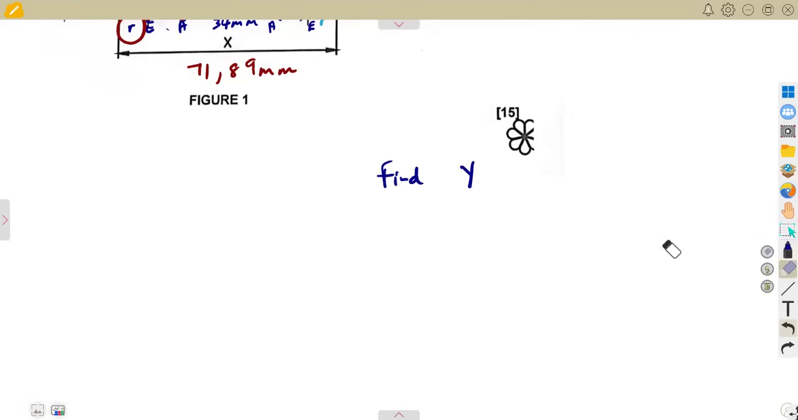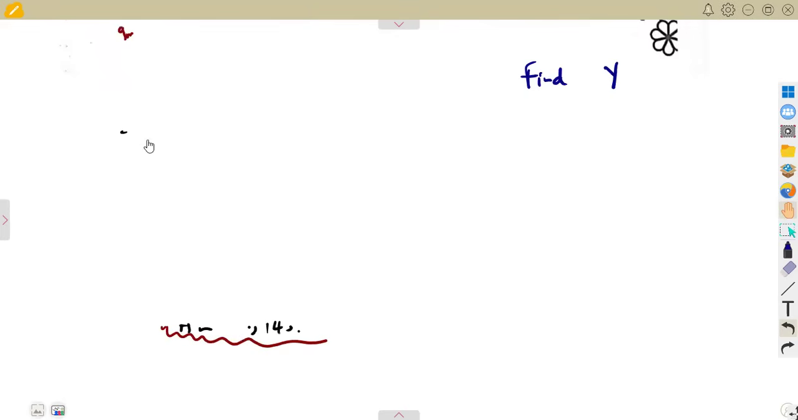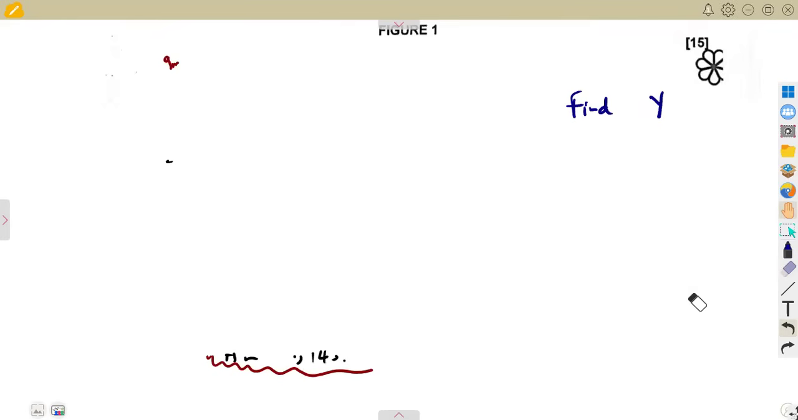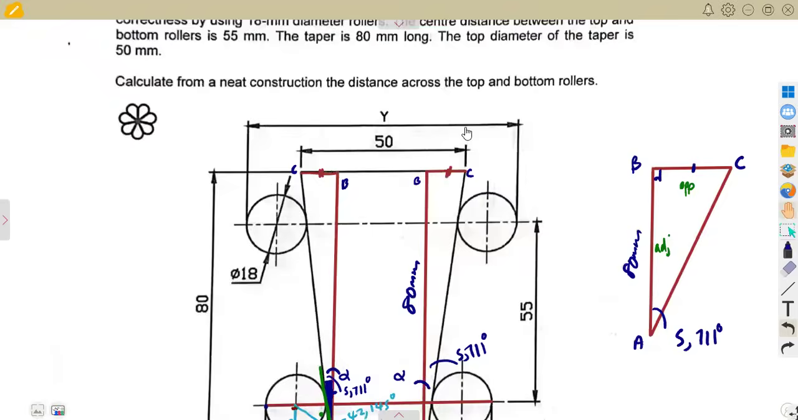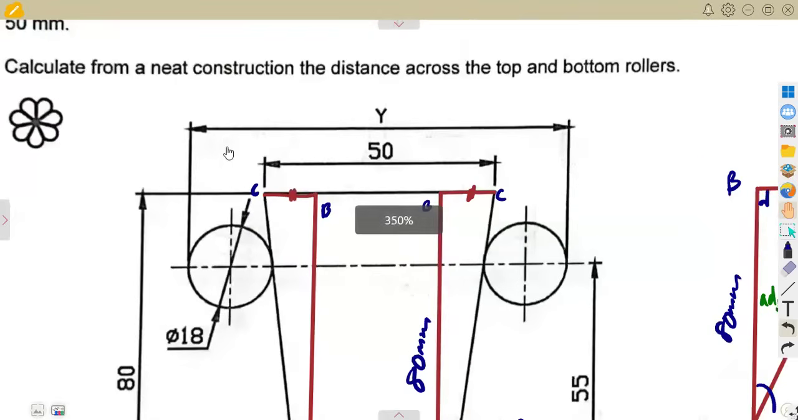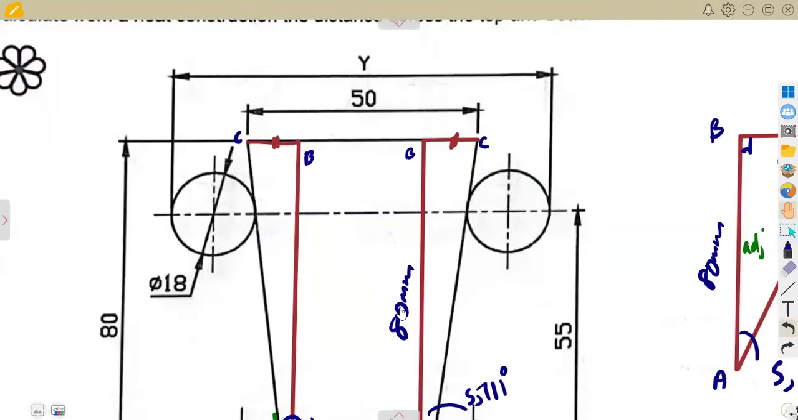So let's consider this, guys. How can we calculate Y from the information that you're given? One, we need to locate where Y is situated. That's the first thing. Where is this Y that we're talking about situated? This is the top part of the rollers here, the distance that we have across the Y. So that means there is a lot to be taken there.